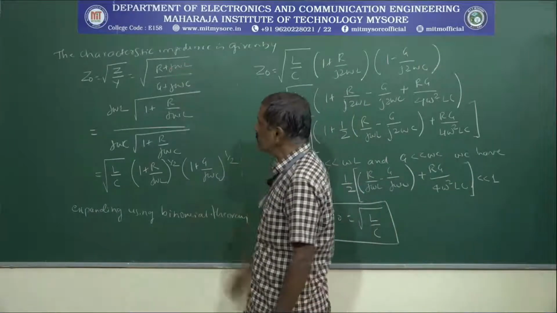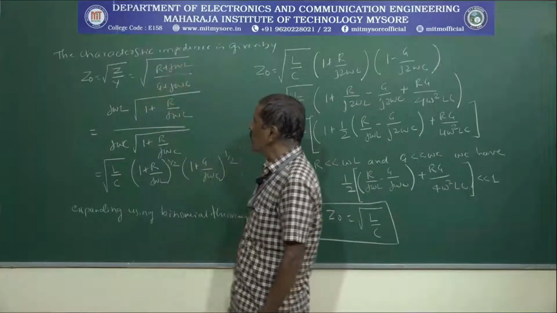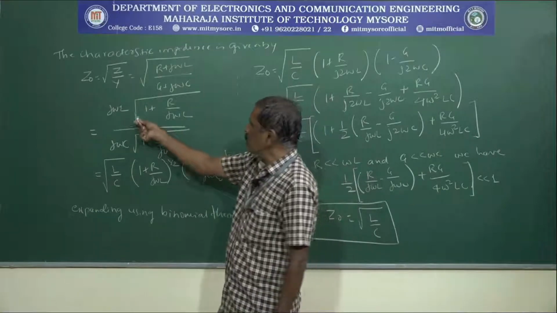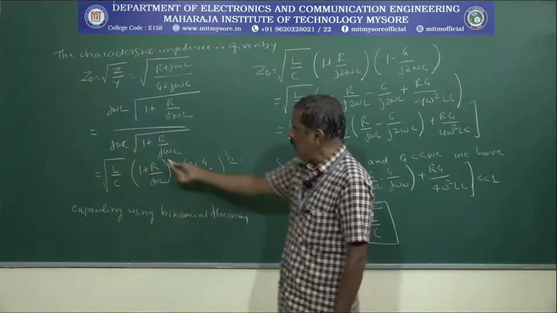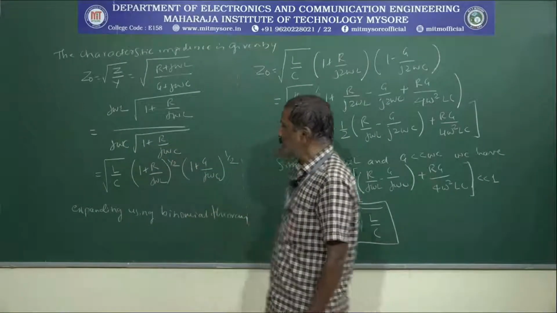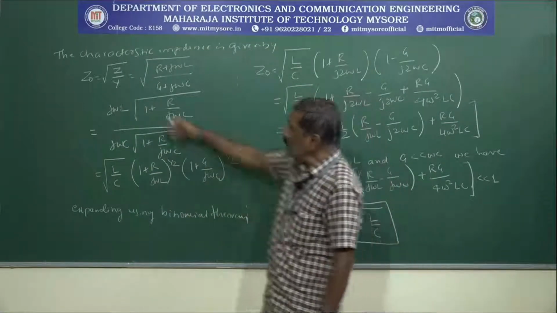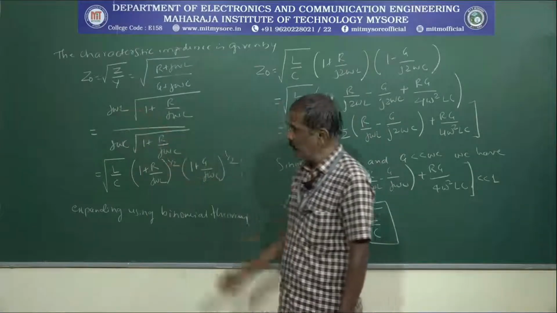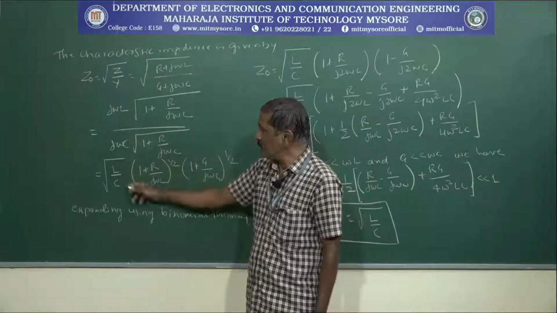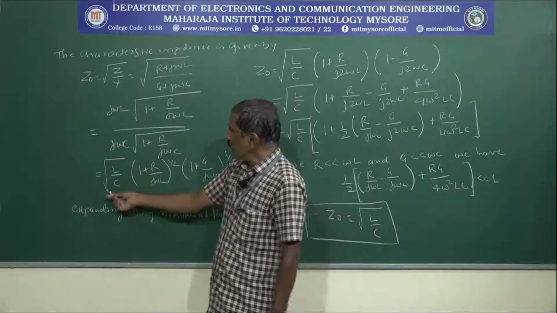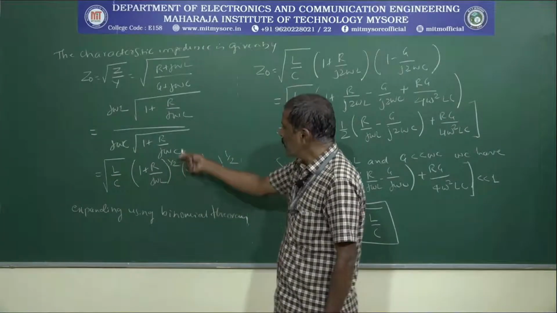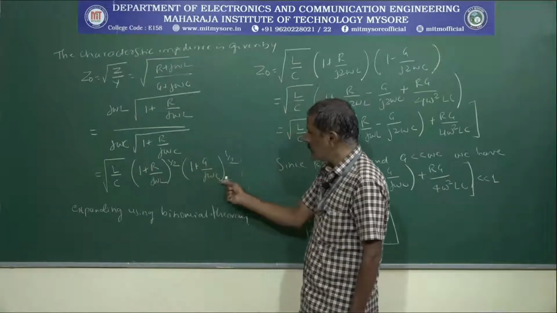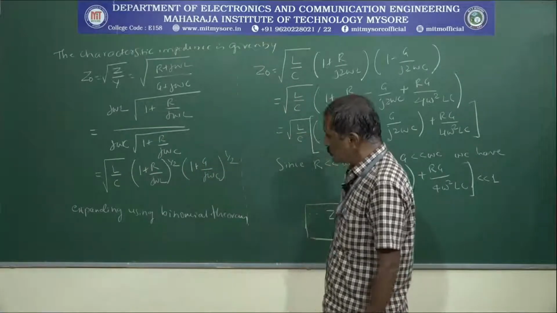Substitute in these particular equations and take this j omega L outside, then it becomes root of 1 plus R by j omega L. Similarly, taking j omega C outside, it becomes 1 plus G by j omega C. Now this j omega and j omega will get cancelled and you are left with L and C. Now we will write it as root of L by C into (1 plus R by j omega L) raised to 1 by 2, and similarly (1 plus G by j omega C) raised to 1 by 2.